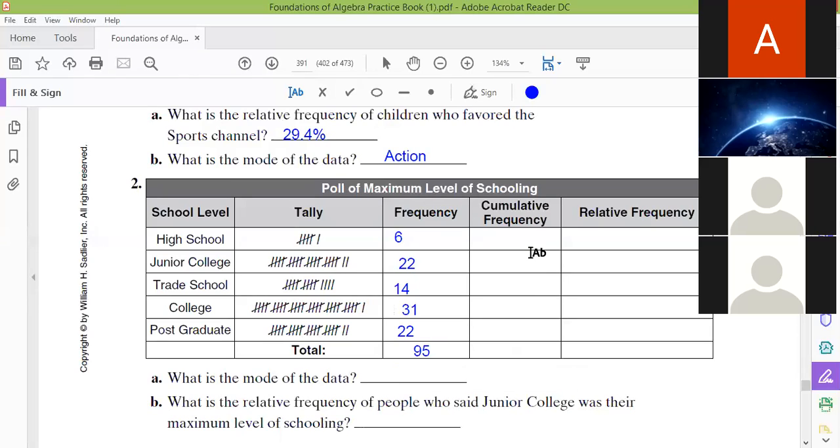Yeah, Mr. Let me. He's doing calculator. I'm doing by myself. Allah. Okay. Now, cumulative frequency. I'm doing by myself.